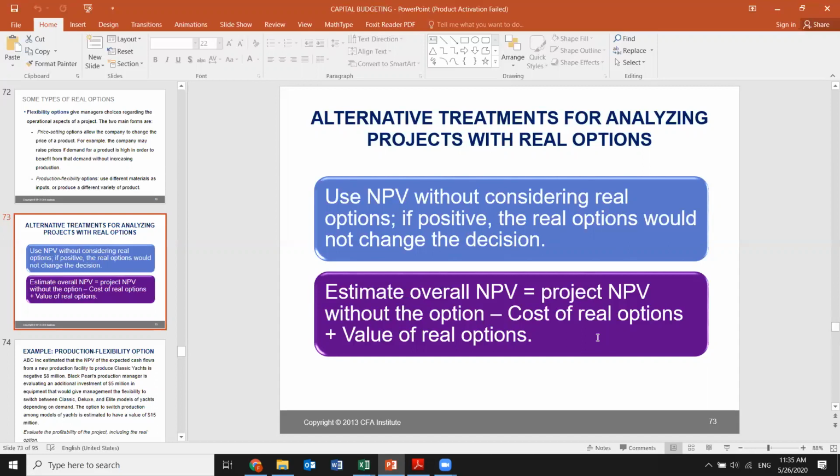So estimate the overall NPV: it is the project NPV without the option, minus the cost of the real option, plus the value the real option adds to this overall NPV. And then if you get a positive NPV, you say, yes, I'm running this project.